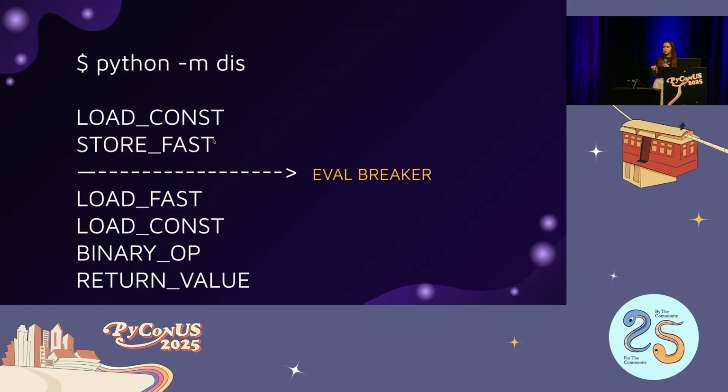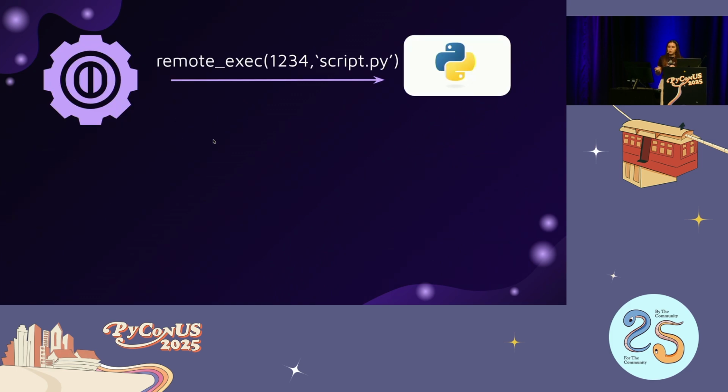At some point, the interpreter will pause for a moment and ask, hey, is there something that needs to be done before I move on? It will check something called the eval breaker. You can look at the eval breaker as a lightweight check, where the interpreter checks, for example, whether there is any signal that it needs to handle, or a thread switch. Or in our case, we use this place to check if somebody requested remote debugging. So the interpreter will check if there is a script to be run. So what we did so far is call remote_exec, passing the process ID and the script.